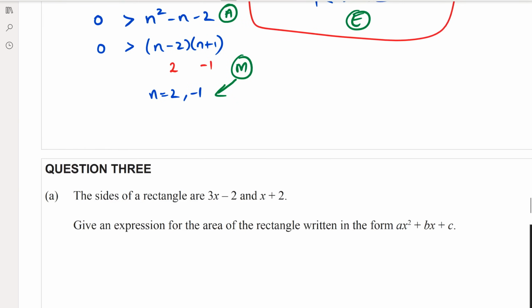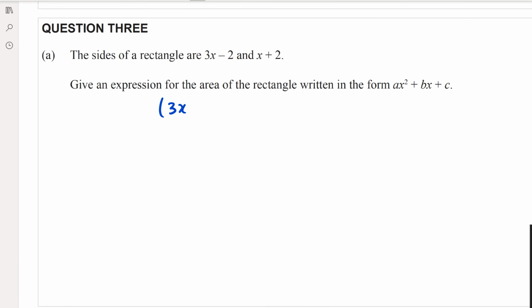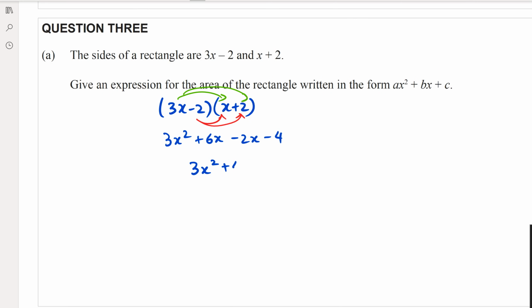So question 3a. We've got the sides of a rectangle and we want an area. Nice and simple: 3x minus 2 multiplied by x plus 2. What we have is expanding a quadratic. So we get 3x times x is 3x squared plus 6x. And then we've got negative 2 times x and positive 2, so that ends up being negative 2x minus 4. But you've got to simplify it. Don't leave your answer like this. Simplify it and you get 3x squared plus 4x minus 4. And that gets you an achieved.